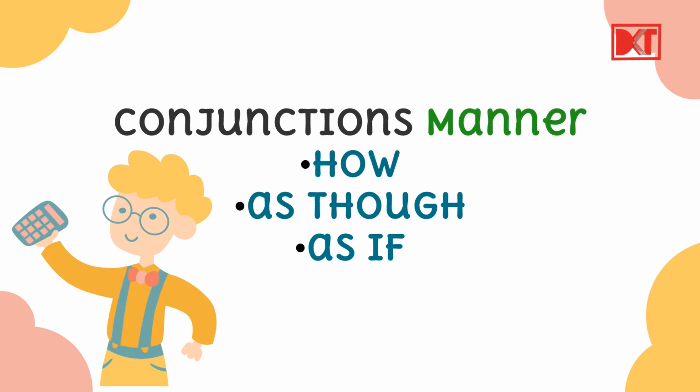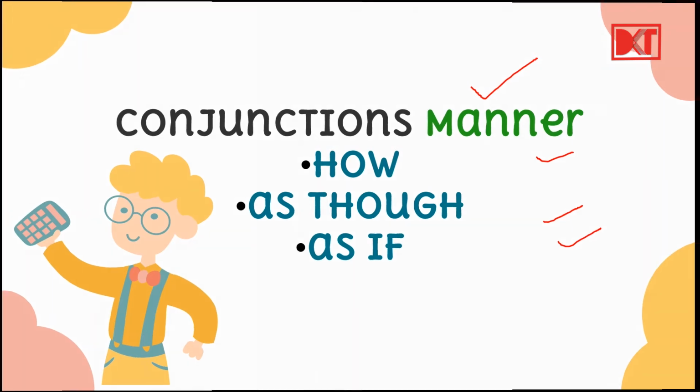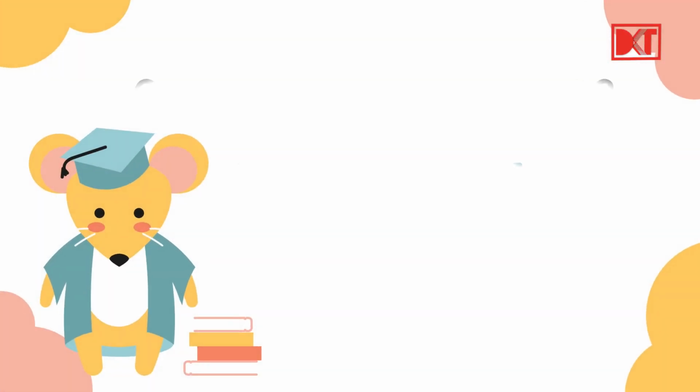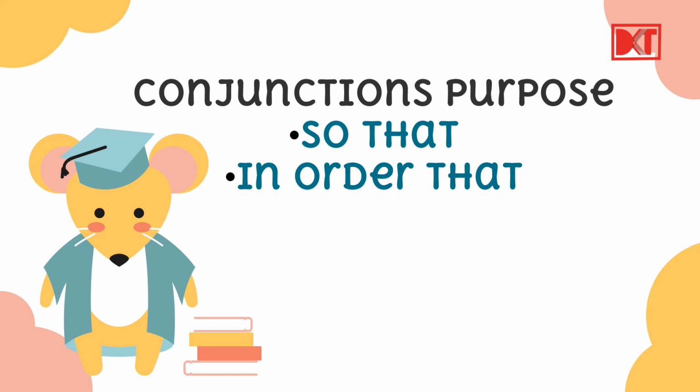Then we have conjunctions of manner. They are used to provide some information about the manner in which something is happening, like how, as though, as if. All right, the conjunctions of manner. We have conjunctions of purpose also, providing a certain aim or purpose as to why something is happening. So that, in order that, both of these can be used for providing a certain purpose.